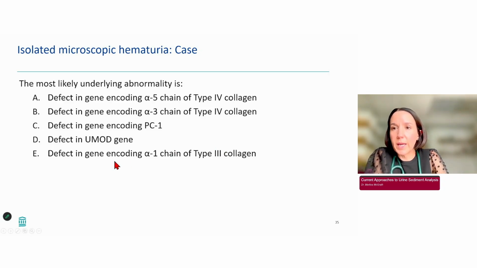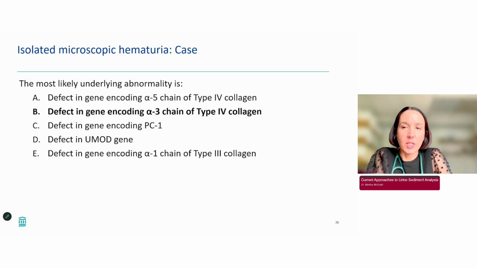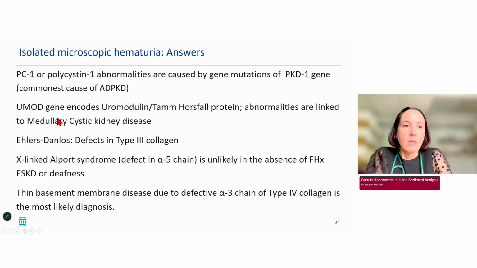Okay, great. So we have a range of answers here, and we're pretty split, mostly between option A and option B. The correct answer here is option B, a defect in the alpha-3 chain of type 4 collagen. So let's work through why this might be. PC1, or polycystin 1, abnormalities are caused by gene mutations in the PKD gene. So this is the commonest cause of adult polycystic kidney disease.